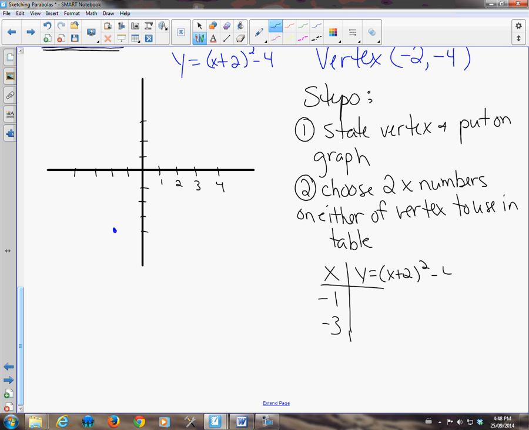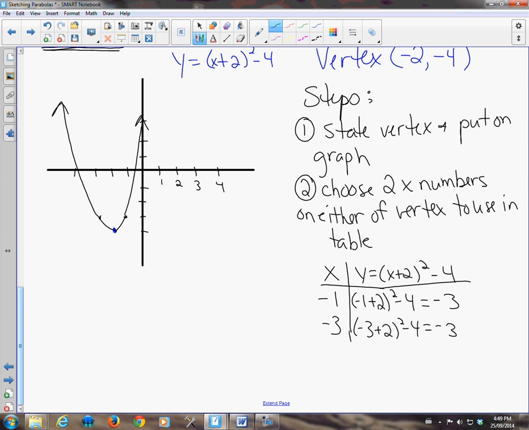There's my equation. So I'm going to have -1 plus 2 squared minus 4. So that gives me 1 minus 4, which is -3. And I'd have -3 plus 2 squared minus 4, which would give me -1 squared, 1 minus 4, is -3. So I've got my 2 points, -1, -3, and -3, -3. And that's enough for me to sketch my parabola. After I get my points, join them to the vertex and make your parabola.